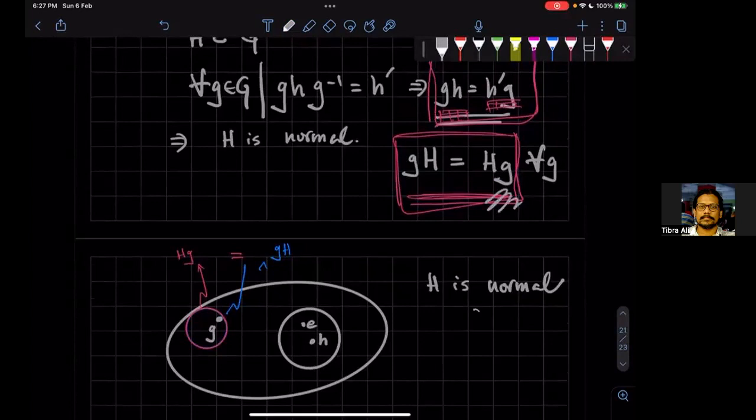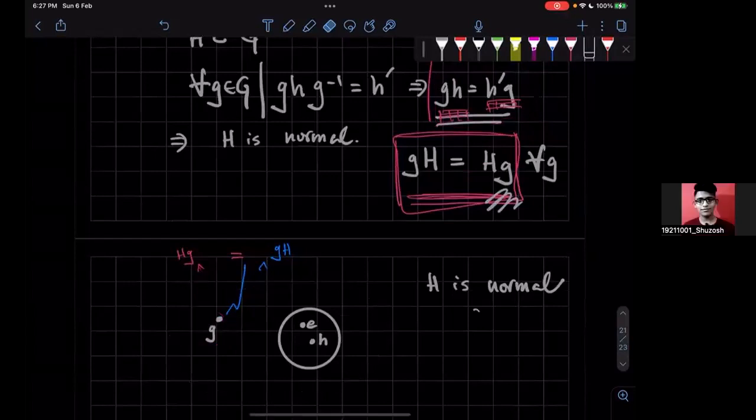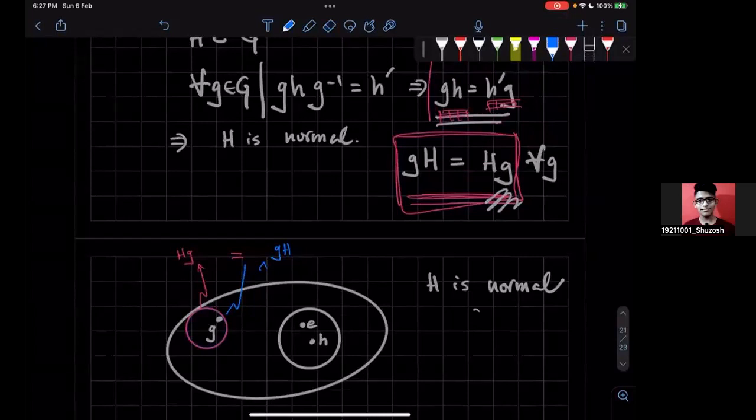So G acting on E will give you G, but G acting on H from the left, suppose, gives you this guy. But G acting on the right of H gives you this guy. But in such a way that you get all these elements, and both of them are confined to the same set, okay? They don't go outside this set, okay?